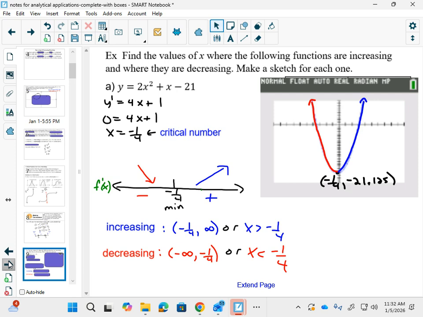How did I find this y coordinate? Well, any coordinates that are on your graph, you get from your original equation. So if I plug -1/4 into my original equation, that value will be the y coordinate on my graph. And this is a parabola. You know that this parabola opened up from previous stuff, but now the decreasing part in red, the increasing part in blue. Notice as I go from left to right, I'm going down until I get to the minimum, and then I'm rising or going up after.